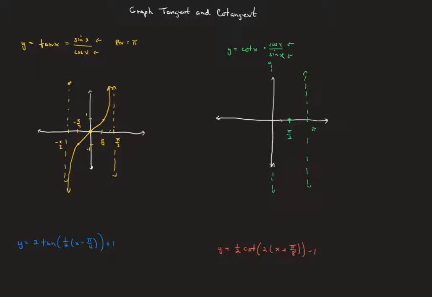Now, at pi over 4, remember, sine and cosine are both square root of 2 over 2. That's where a cotangent is positive 1, just as the tangent is. Now, at 3 pi over 4, a critical point to the left of the middle, the cosine is negative square root of 2 over 2. The sine is positive square root of 2 over 2. And so that is going to be a negative 1. And so we're going to see that a cotangent falls from left to right.